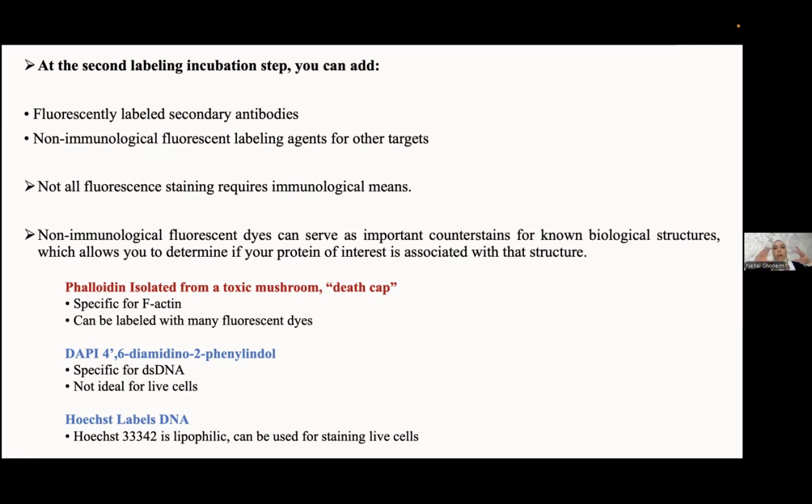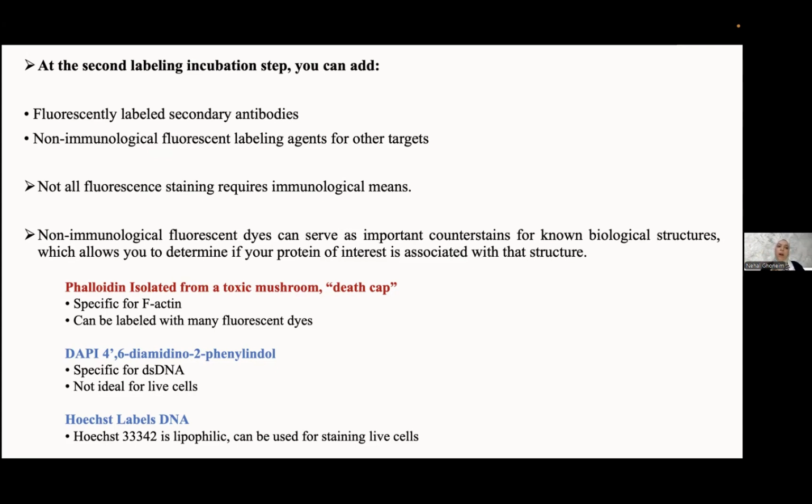So there is no step of primary antibody blocking or secondary. There is no antibody needed for these non-immunological fluorescent labeling reagents. Phalloidin, for example, can label specifically the actin. DAPI can be used for double-stranded DNA and is not ideal for live cells because it requires permeabilization of the cell membrane.